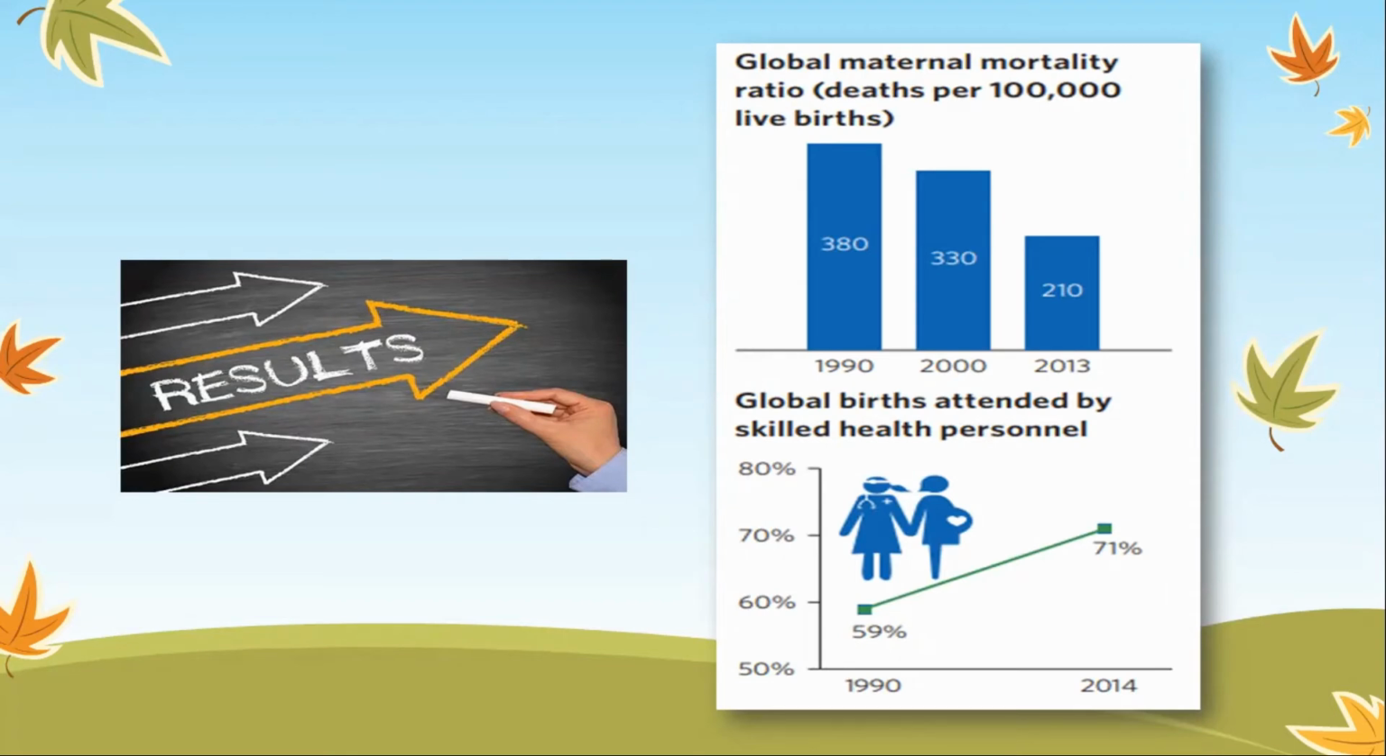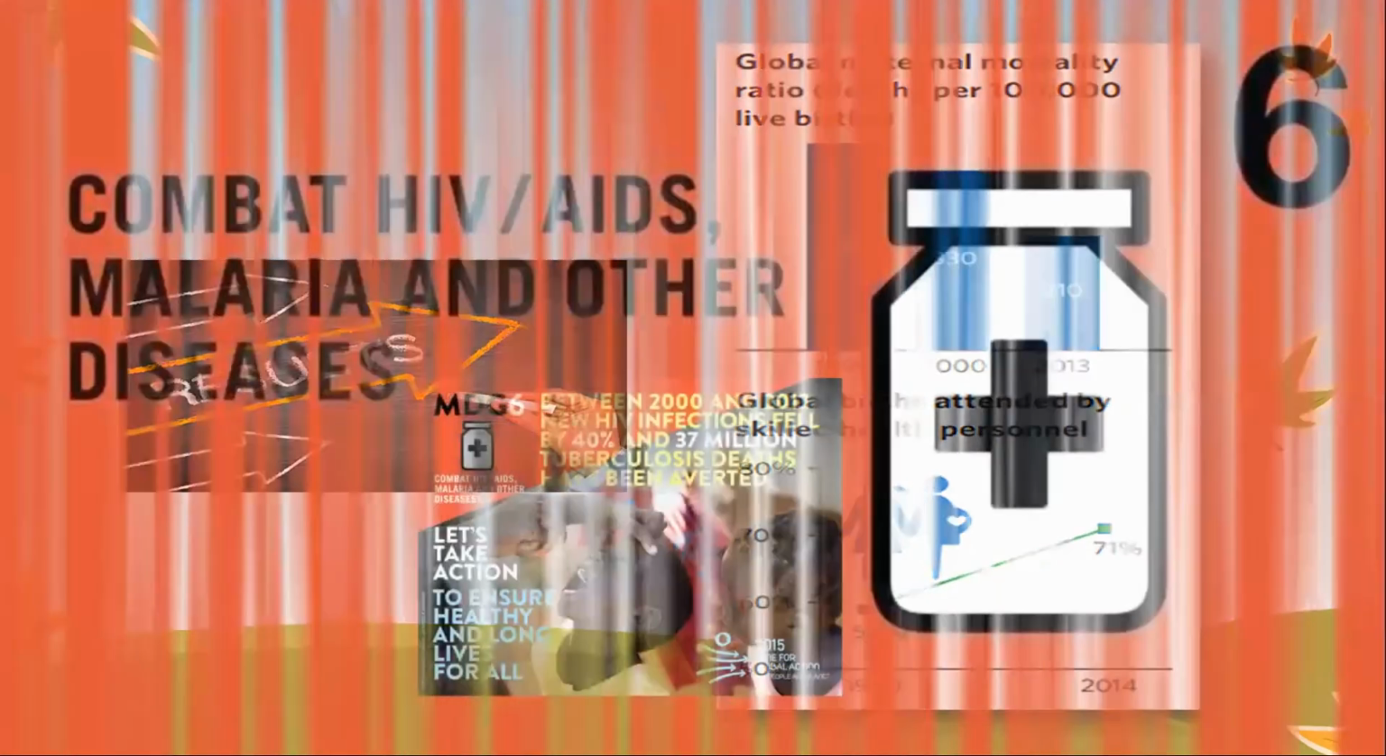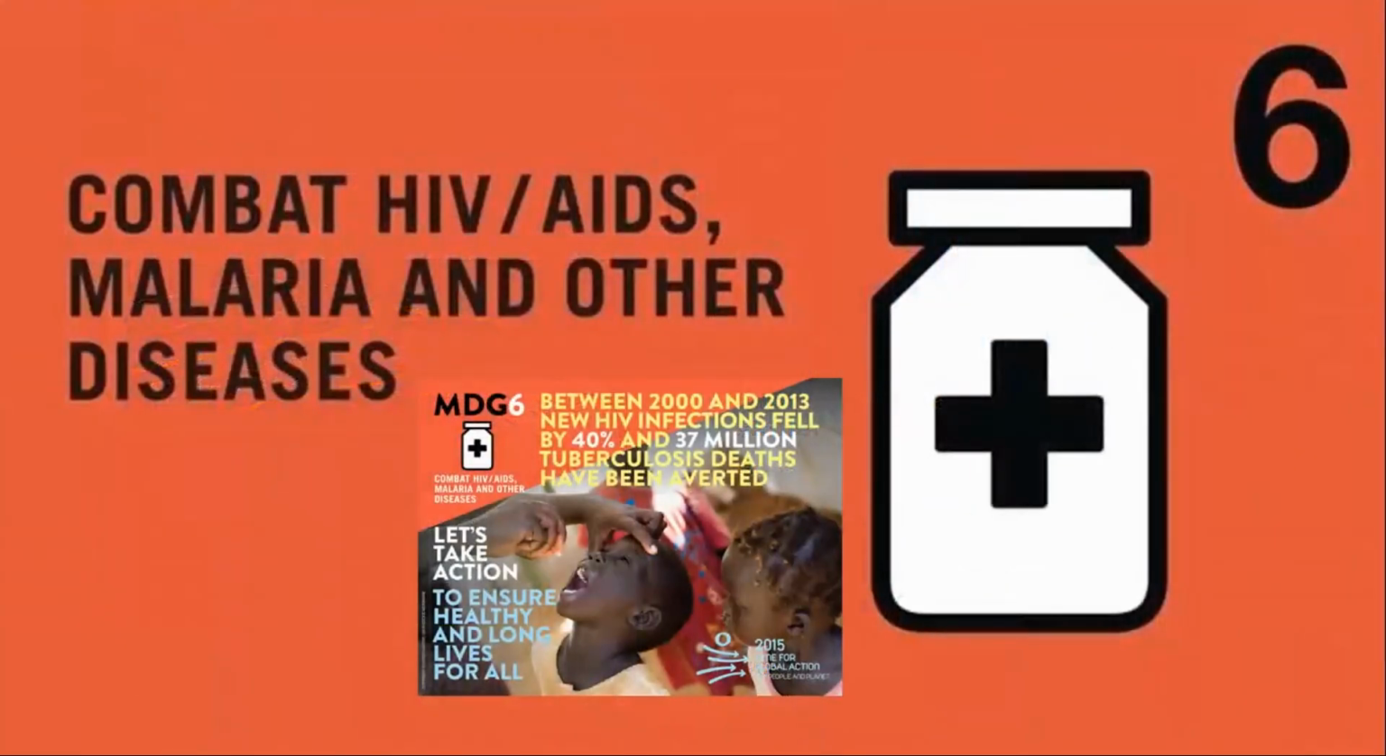In Northern Africa, the proportion of pregnant women who received 4 or more antenatal visits increased from 50% to 89% between 1990 and 2014. Contraceptive prevalence among women aged 15 to 49, married or in a union, increased from 55% in 1990 worldwide to 64% in 2015. The next goal is to combat HIV, AIDS, malaria, and other diseases.